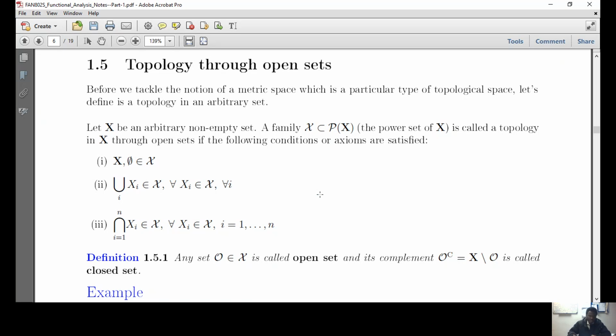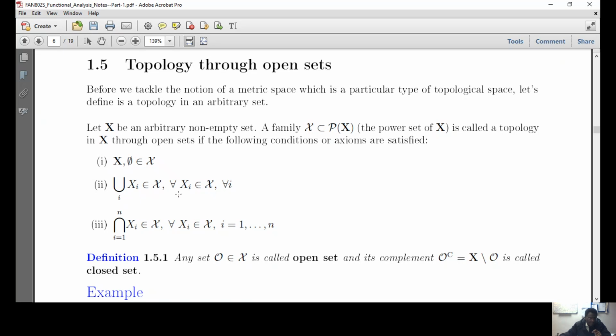So these are the three axioms. We need both the empty set and the underlying set X to be an element of the family, the family being calligraphic X. Okay, and the next condition is that an arbitrary union of elements of the topology has to be an element of the topology.